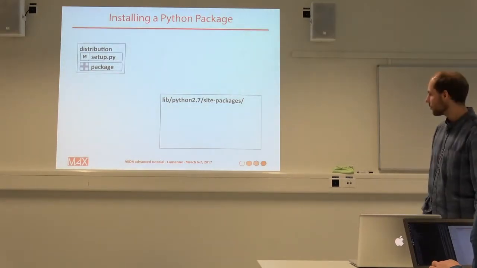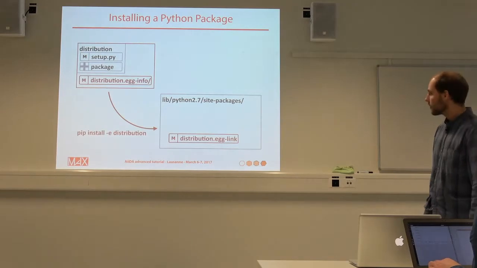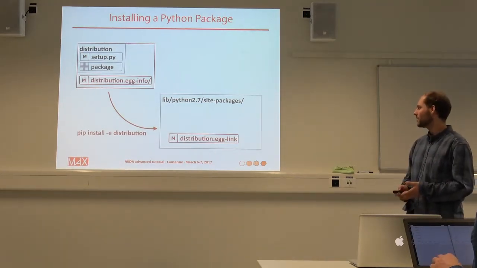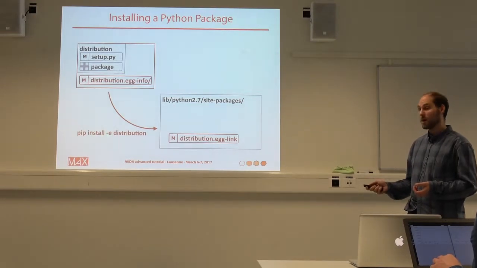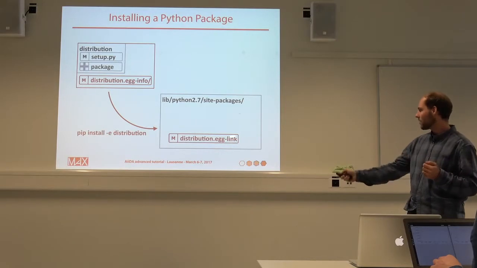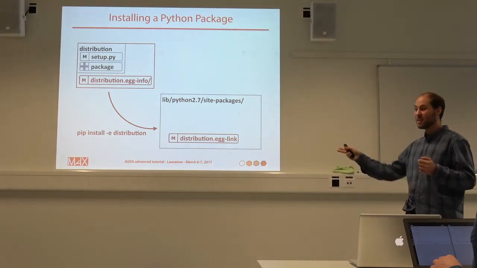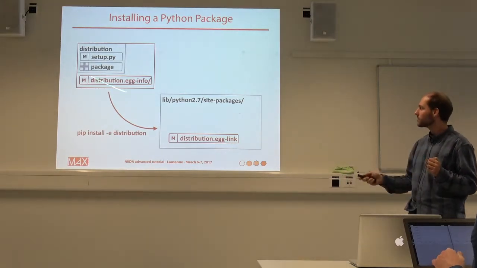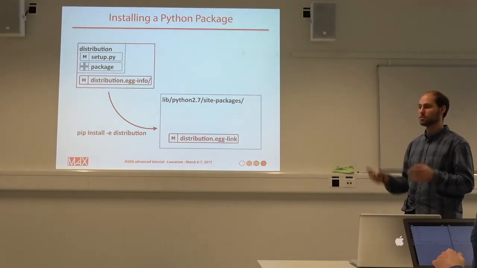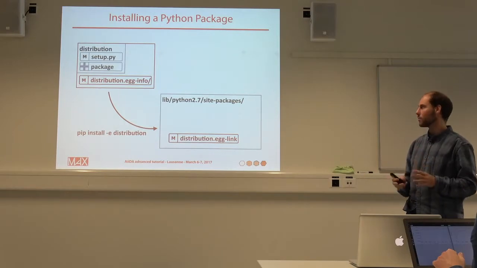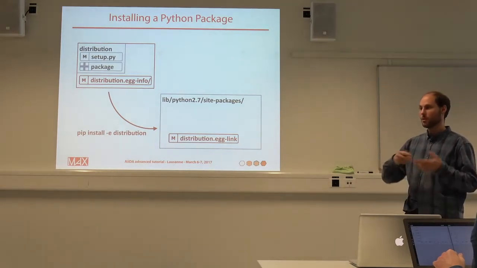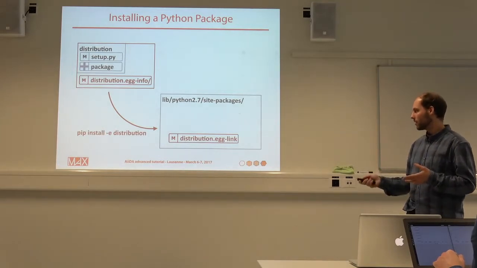So there is another way, which is very useful for developers. That's why I'm mentioning it. You call pip install -e distribution, where E stands for editable. What this does is it actually just installs a link into your library, and the meta information and the code stay in the folder of your distribution. So this assumes that you have downloaded the source code somewhere and install it with -e.